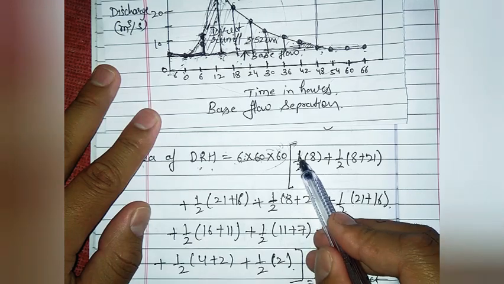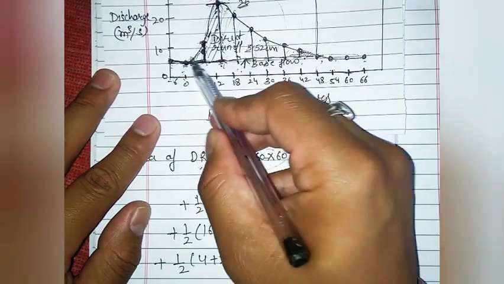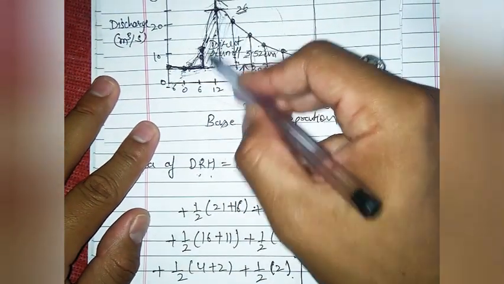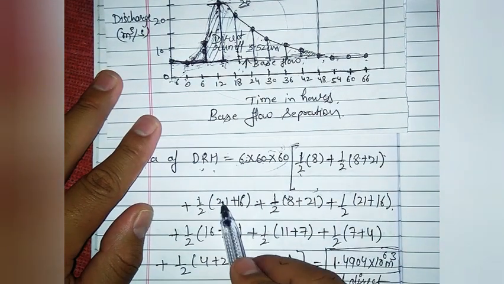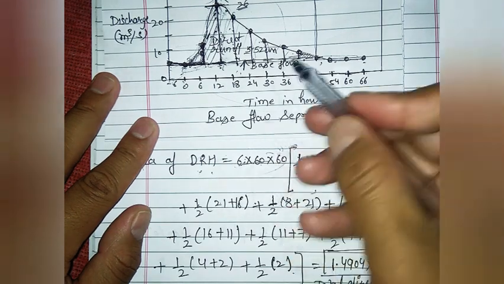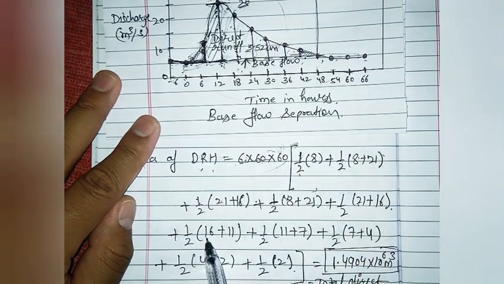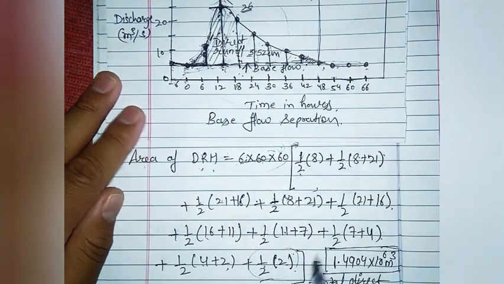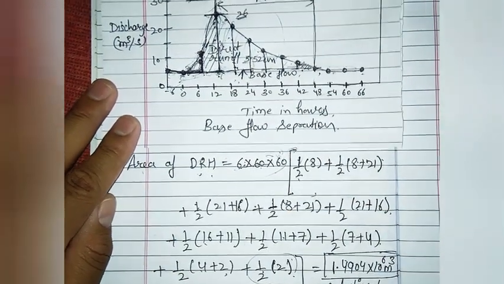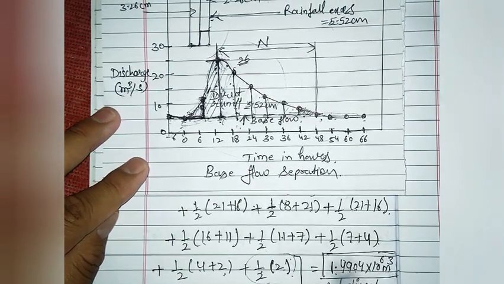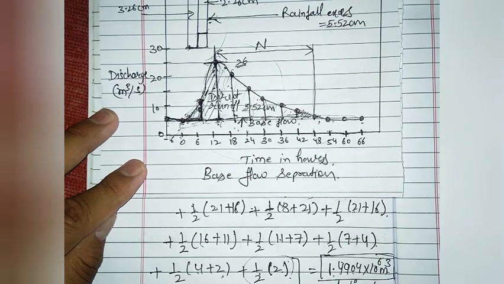Half of 8, this is for the first figure, and half of 8 plus 21, this is for the second figure, and then half of 21 plus 16, this is for the third figure. Then half of 8 plus 21 for the next figure, 21 plus 16, 16 plus 11, 11 plus 7, 7 plus 4, 4 plus 2, and half of 2. This is the last value, that triangle. So we calculate the area of the figure like this. We have come up with the value of 1.49 into 10 raised to power 6 meter cube. This is your total direct runoff due to the storm.